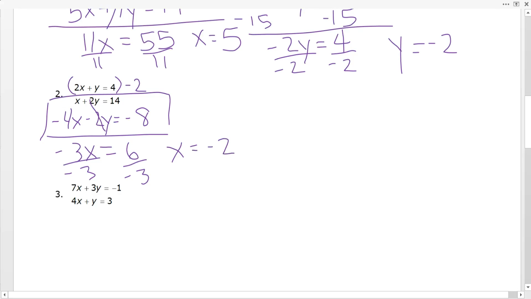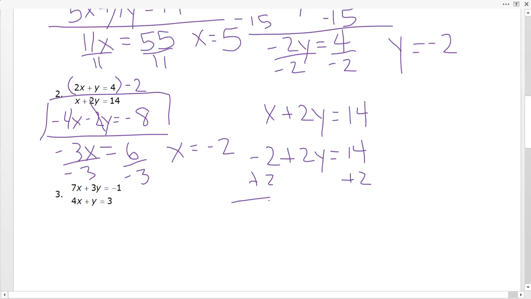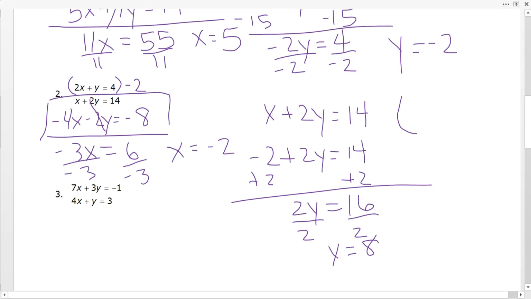I'm going to go back to either one. x plus 2y equals 14. Negative 2 plus 2y equals 14. 2y equals 16. y equals 8. So my solution is negative 2, 8.